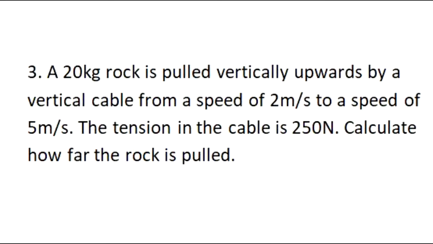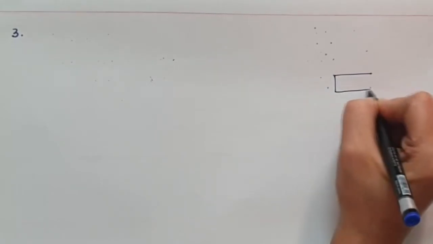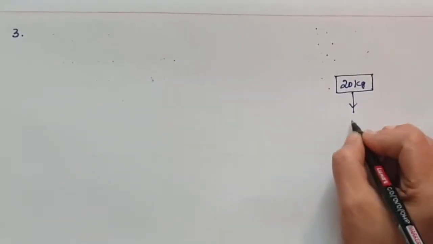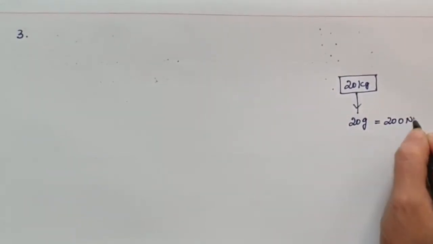Third question. A 20 kg rock is pulled vertically upwards by a vertical cable from a speed of 2 meters per second to a speed of 5 meters per second. The tension in the cable is 250 Newton. Calculate how far the rock is pulled. First, let us draw the diagram. A block of mass 20 kg. So the weight of this is 20g, that will be equal to 200 Newton.